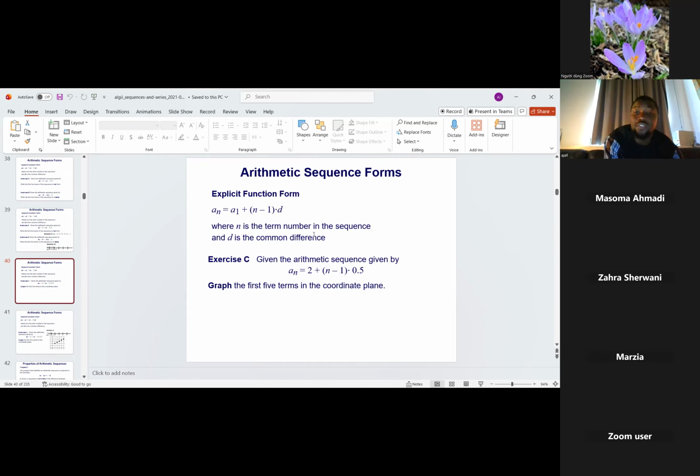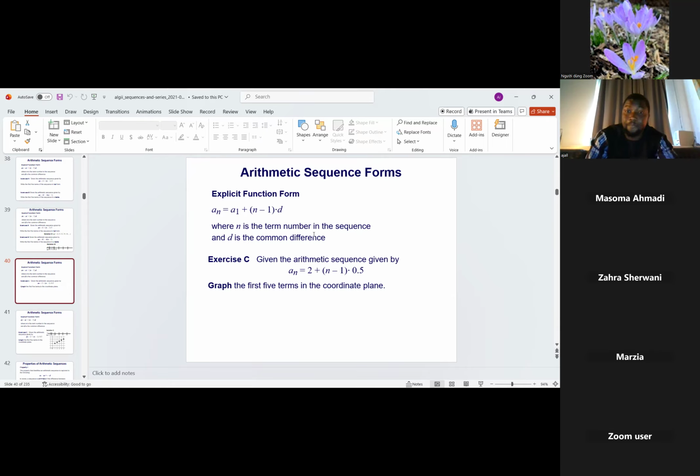So find the first 5 terms of this sequence. Substitute in n. For example, the first term becomes just the first number, 2. The second term becomes 2 minus 1 times 0.5. 2 minus 1 becomes 1 times 0.5. That is 0.5. 2 plus 0.5, that will be 2.5.